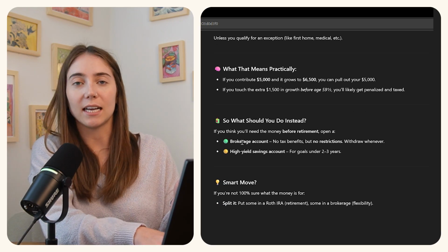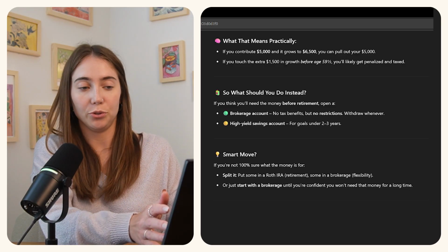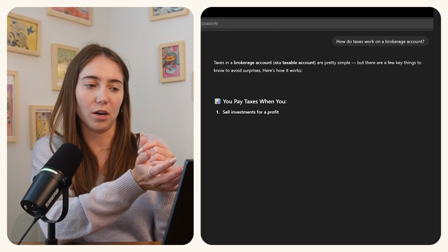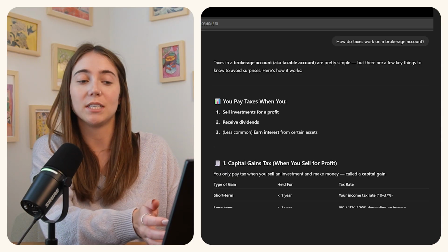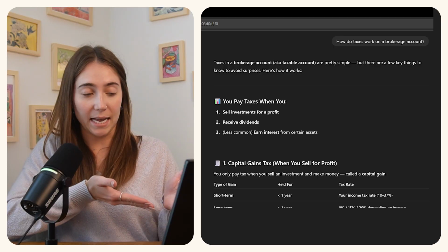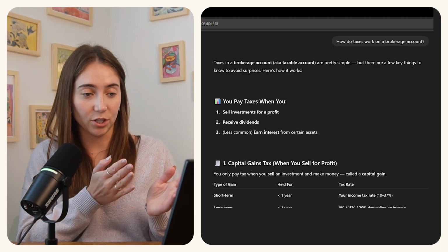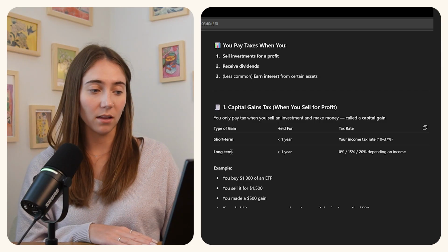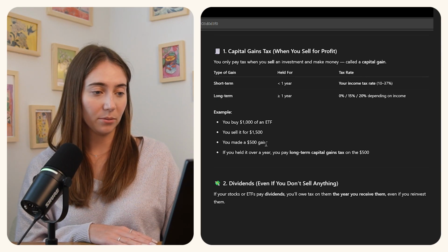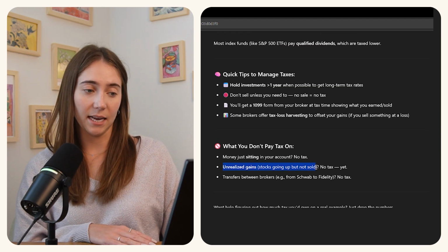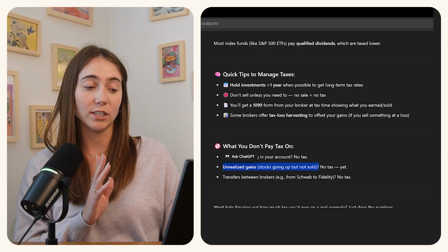So now I understand exactly why it's saying I should choose a Roth only if I'm not going to take that money out. But how do the taxes work on a brokerage account? Because they're just saying no taxes, no tax benefits. Okay, so now it's explaining to me what capital gains tax is and how much it's going to cost me to sell things. So there's short-term gains and long-term gains, and it gives me an example of how long-term capital gains tax works, depending on my income. So I don't pay tax on unrealized gains. So stocks that are going up and not sold, I don't pay taxes on.